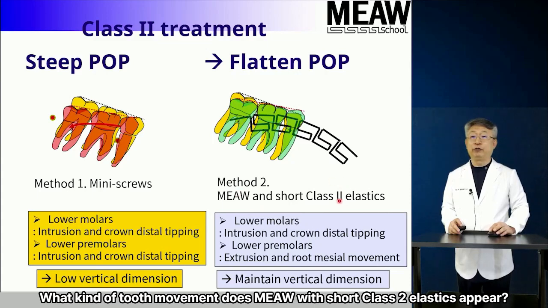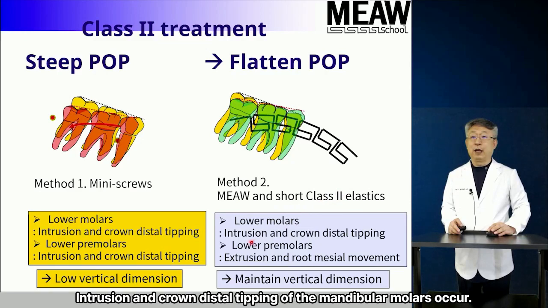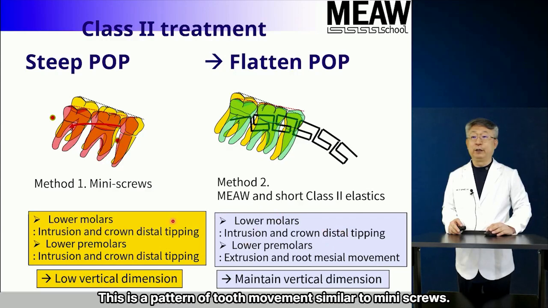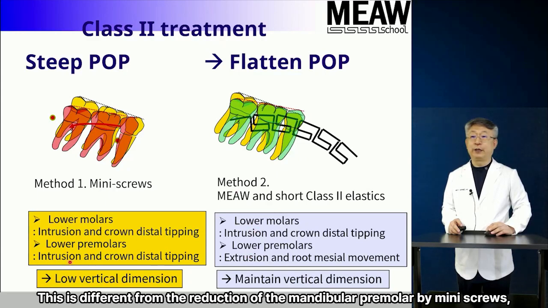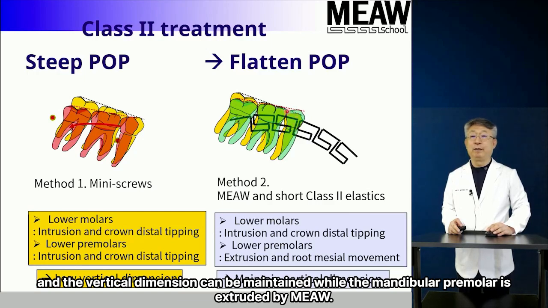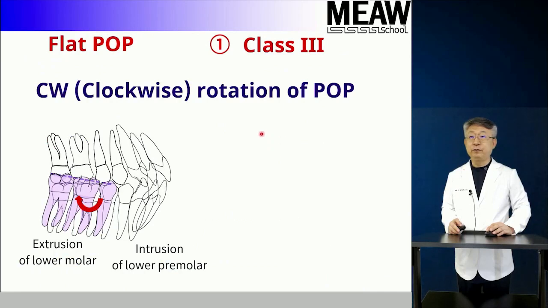What kind of tooth movement does MEAW with short class 2 elastics produce? Intrusion and crown distal tipping of the mandibular molars occur. This is a pattern of tooth movement similar to mini screws. However, the mandibular premolar is extruded, and the root performs mesial movement. This is different from the reduction of the mandibular premolar by mini screws. And the vertical dimension can be maintained while the mandibular premolar is extruded by MEAW.